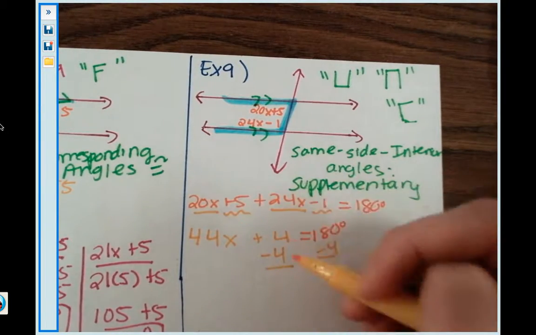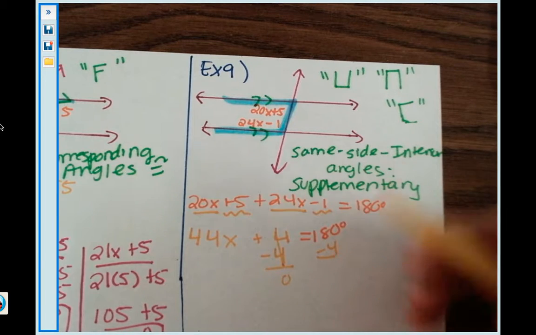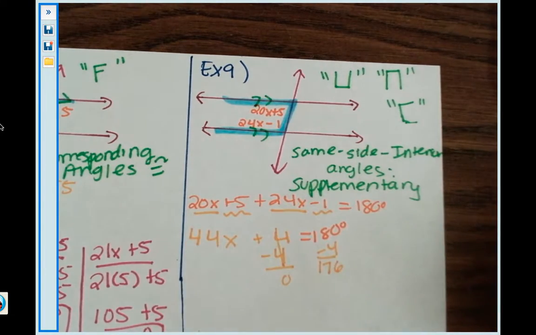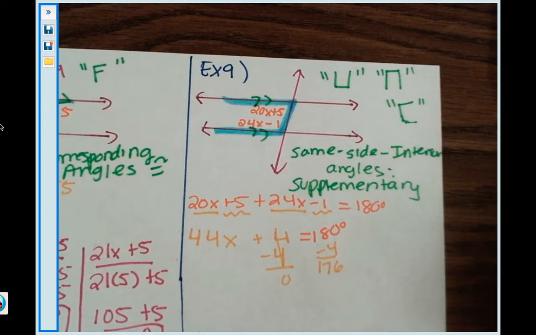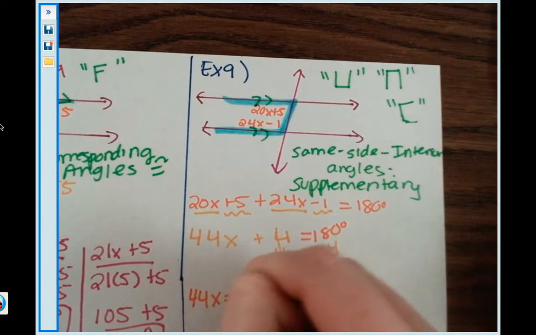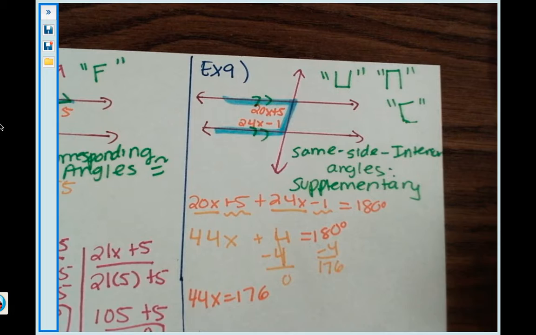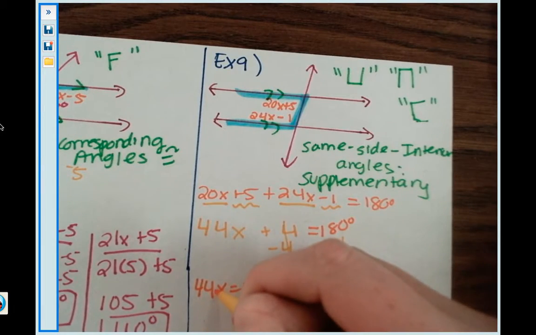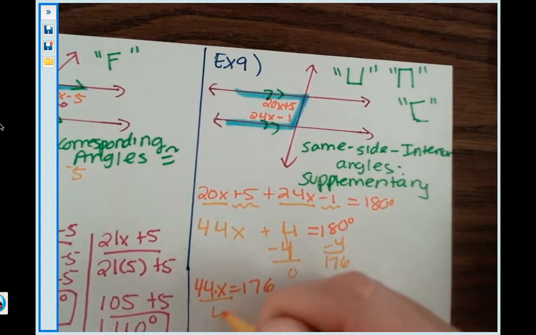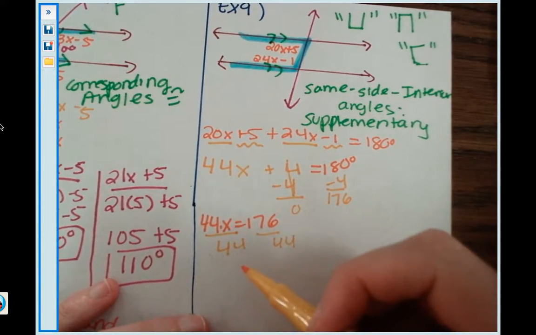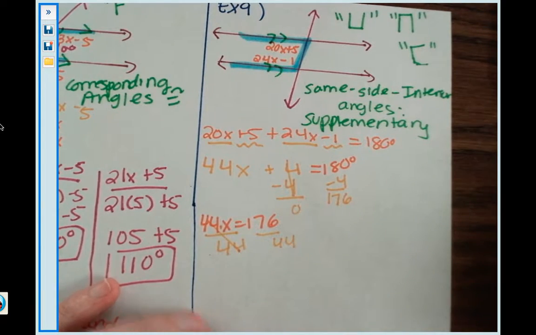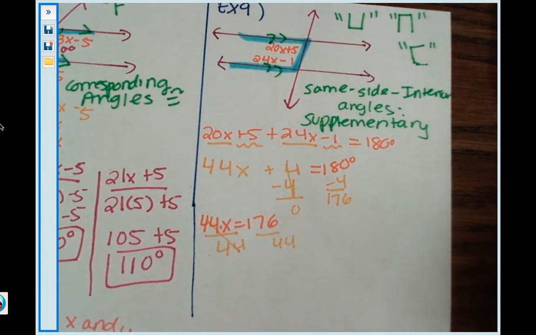4 minus 4 cancels and turns to 0. 180 minus 4 gives me 176. So now we have 44x equals 176. And the 44 is secretly multiplying the x, so the way we bring it to the other side is by dividing on both sides. So 44 divided by 44 cancels and turns to 1. And 176 divided by 44, let's see here.